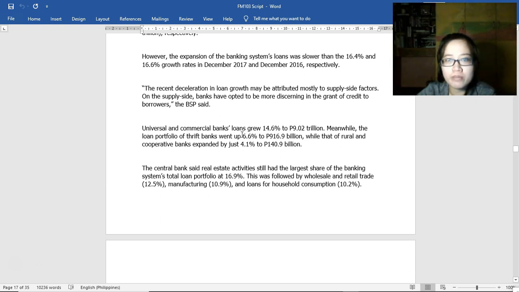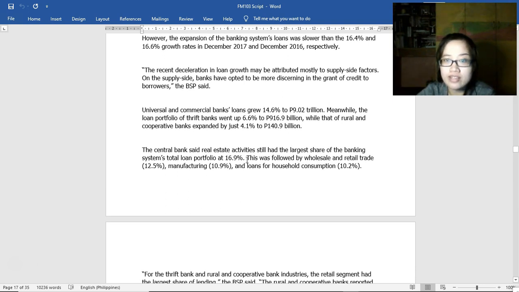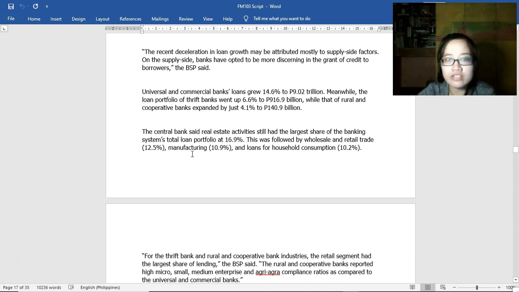Okay, growth of commercial banks, rural banks, cooperative banks. The central bank said real estate activities still had the largest share of the banking system's total loan portfolio, followed by wholesale and retail trade. Okay, so this is what I've been mentioning earlier. They have specific industries that they determine to be growing or thriving during a specific year or during a specific economic period, which in a way contributes to that growth and development by prioritizing them in their lending operations.